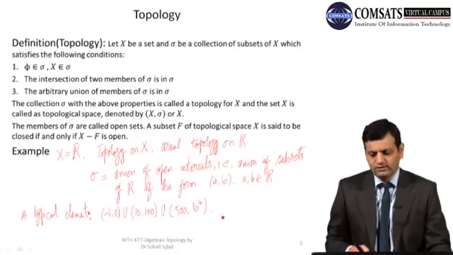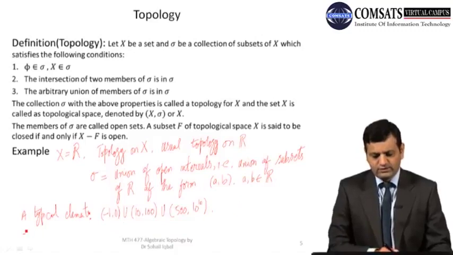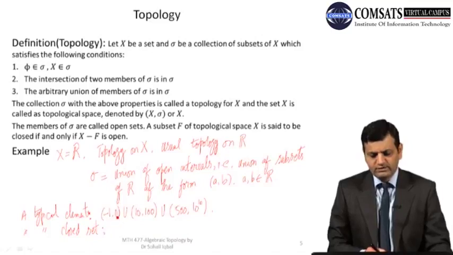So in this topology, open sets are unions of open intervals and closed sets are unions of closed intervals. So for example, a typical closed set: take the complement of the above open set and we will obtain a union of closed intervals.